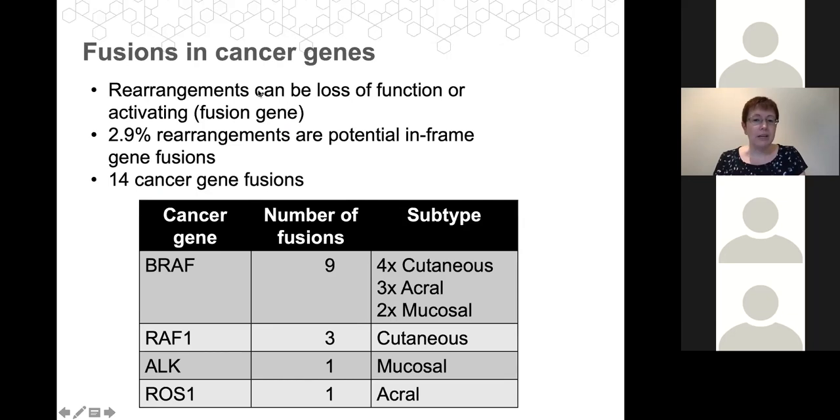Rearrangements can result in loss of function of a gene or can be activating, or increase expression, through fusion genes. And in our cohort, about 3% of rearrangements are potential in-frame fusion genes. When we looked at cancer genes that are known to often cause fusions, we only saw a fairly low number. That was 14. Most of these were BRAF fusions, and they occurred in all three subtypes: acral, mucosal, and cutaneous. We saw 3 RAF1 fusions, an ALK, and a ROS1.